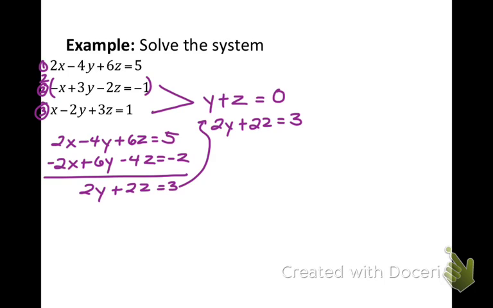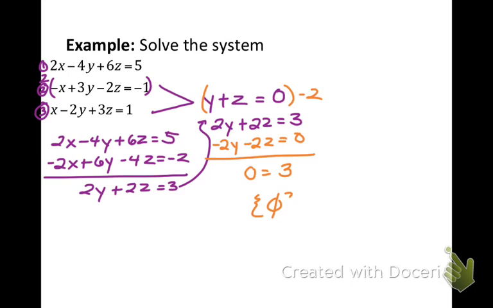Multiply line 1 by negative 2. Do this in a different color. So multiply that by negative 2. Now I get negative 2y minus 2z equals 0. So now what happens? They all cancel out, so I end up with 0 equals 3. That's incorrect, so it's not a thing. No solution. Good. So now I'm done.